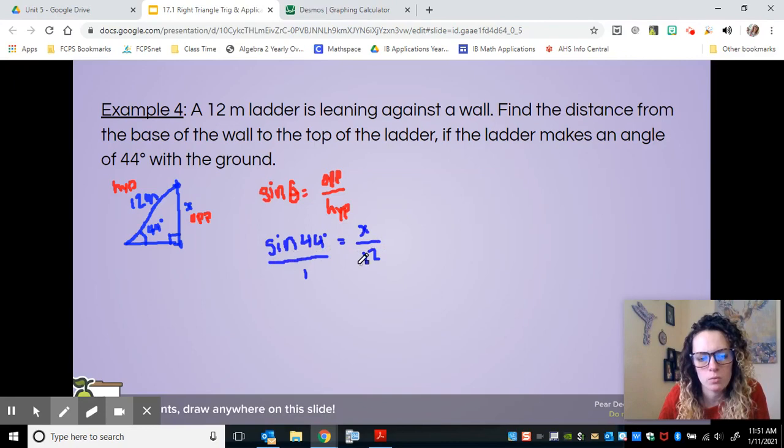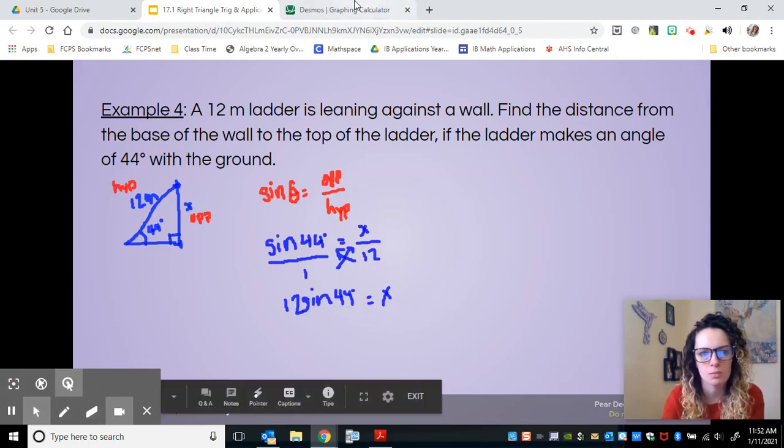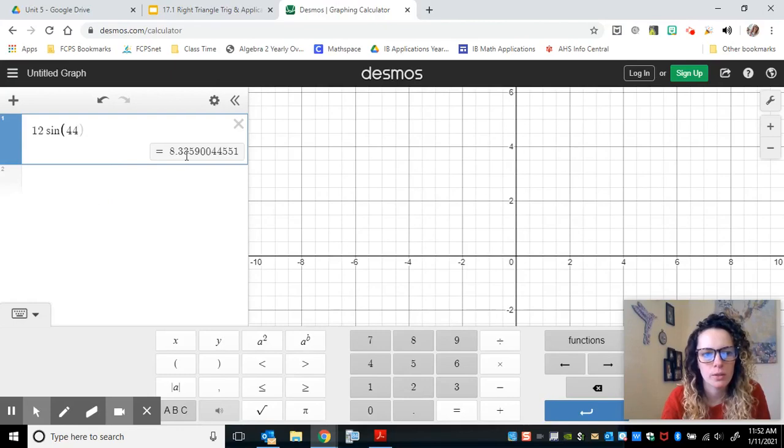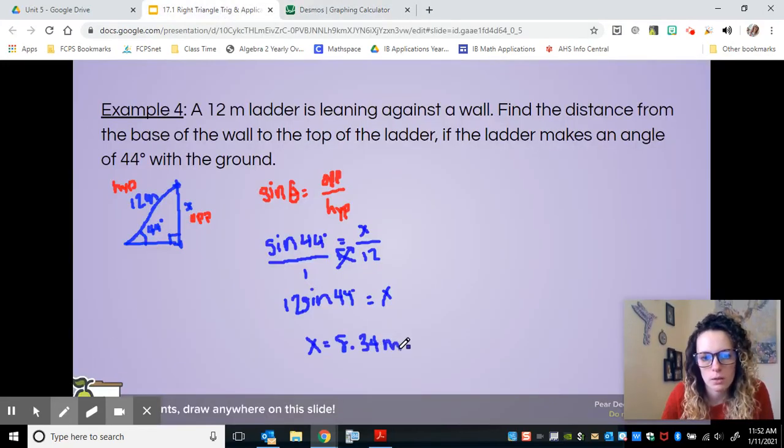So another one where we can cross multiply or just multiply both sides by 12. It's not always going to work like that. It's just coincidence that a lot of them happen. Sometimes the variable and the number you're looking at are switched. So this could be like 12 over x. That's why I'm emphasizing the cross multiplication, just in case it's something like that. And 12 times sine of 44 equaling x. So again, going to my calculator or to Desmos, it's 8.34 rounded to 3 significant figures. Meters.